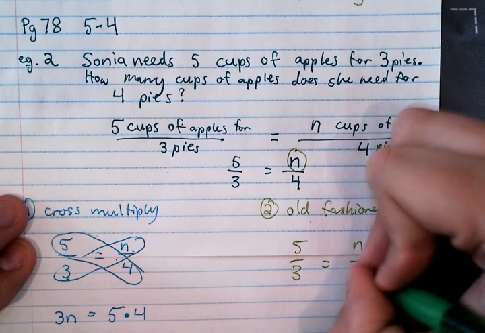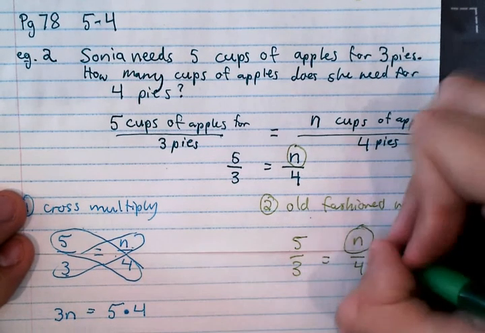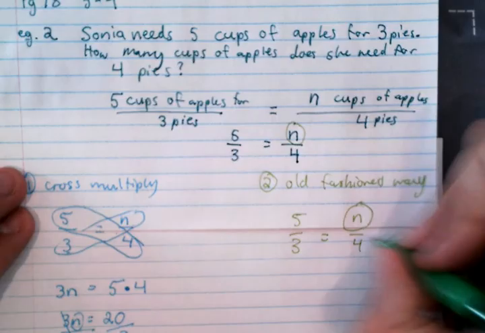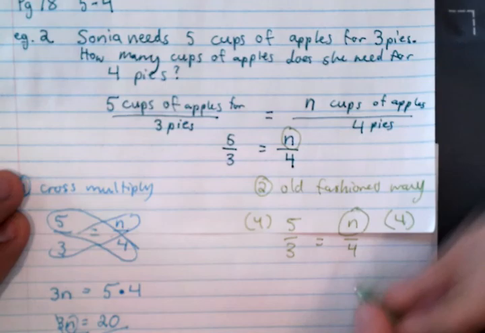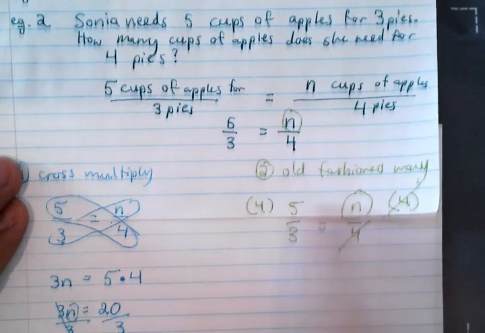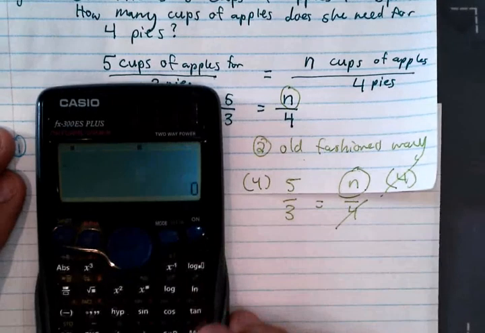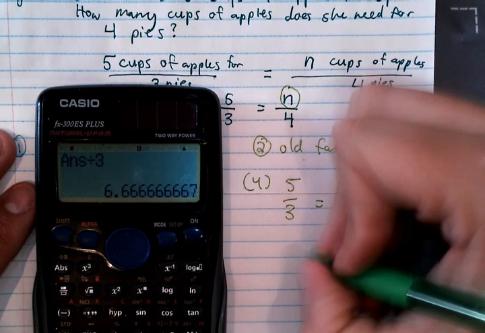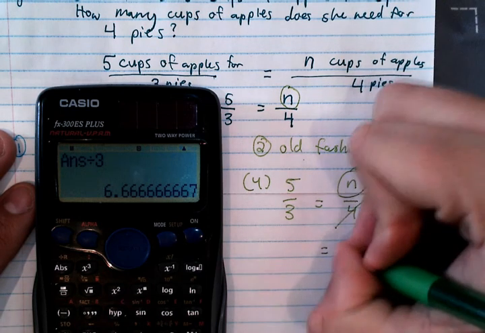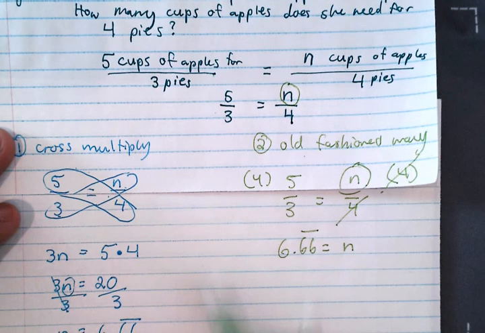So let's take a look at the old-fashioned way, where it's really just 5 over 3 equals n over 4. n needs to be by itself for us to solve this. If it's being divided by 4, we'll do the opposite. Times by 4 on both sides. These cancel out. And really, we can just plug this into the calculator right here. So let's see, 4 times 5 gives us a number. Divide that number by 3. Boom, 6.66 repeater, just like before. So we did do a little bit less work on this one.